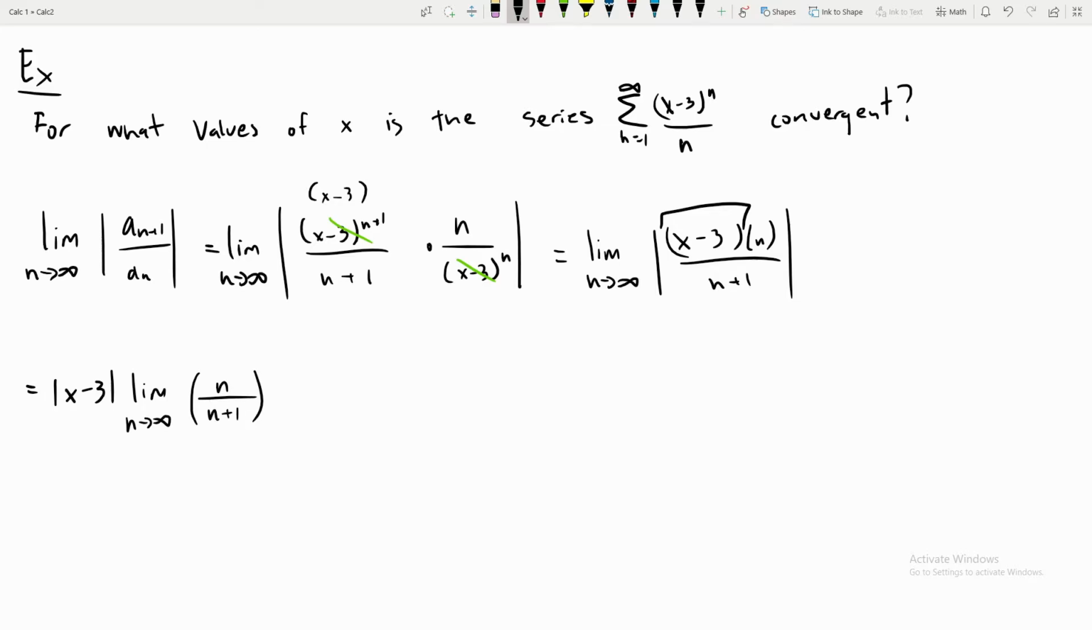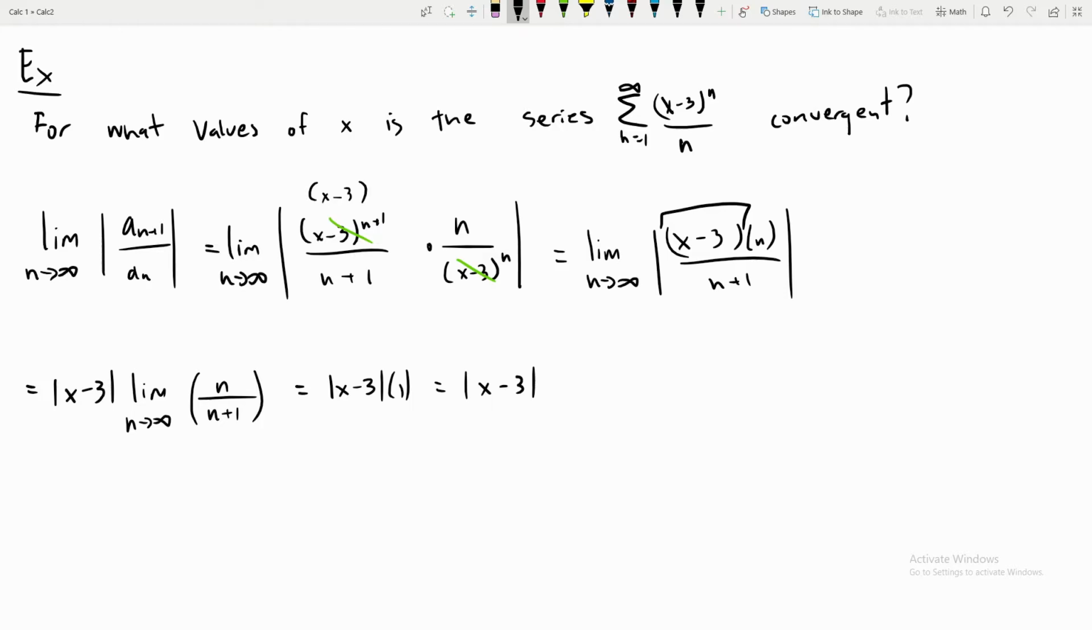And now, again, if you're not good with limits, you should probably go back and review them, but it is pretty obvious that this limit is going to be approaching 1. So we're going to get x minus 3 times 1, and that's basically equal to the absolute value of x minus 3. And that's what the question asked us to find: for what values of x is this series convergent.